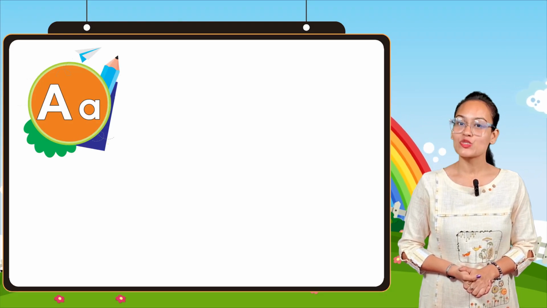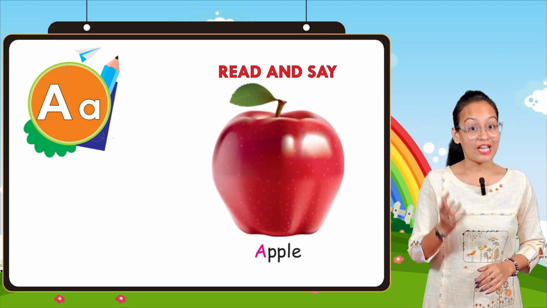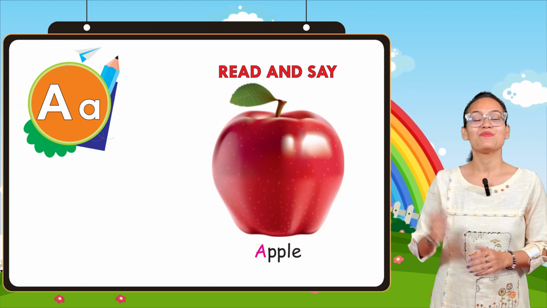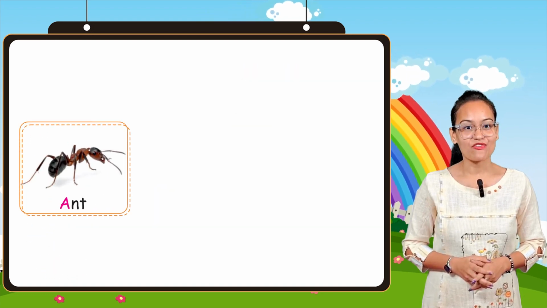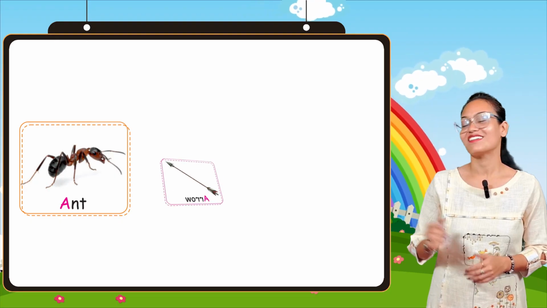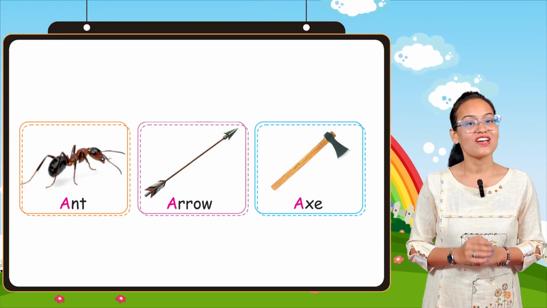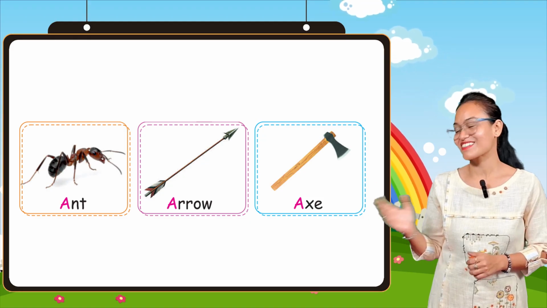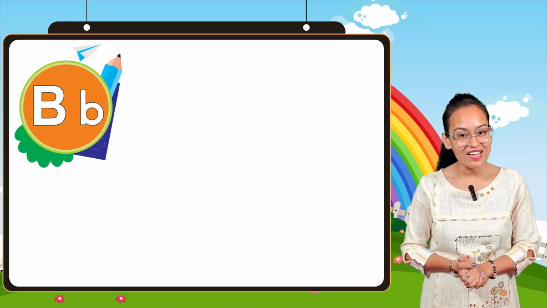Capital A, small a. Read and say: A for apple, A for aeroplane, A for ant, A for arrow, and A for axe.